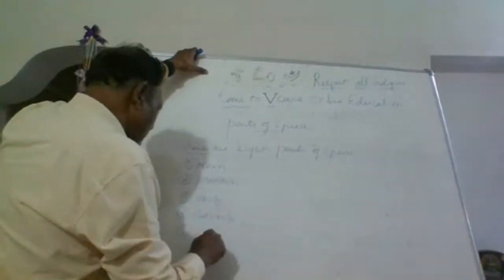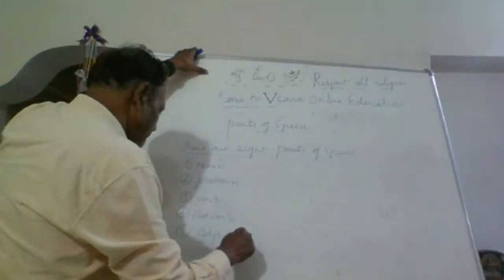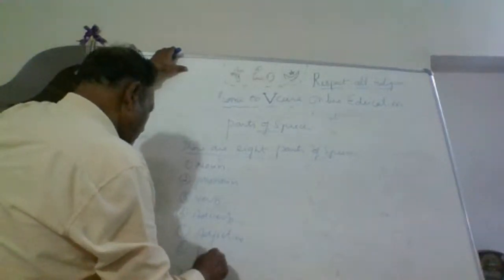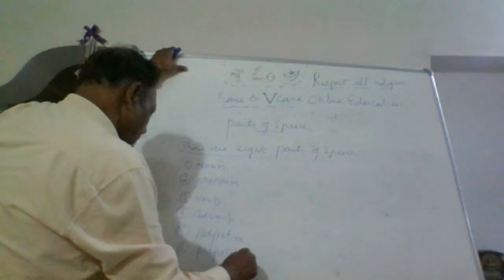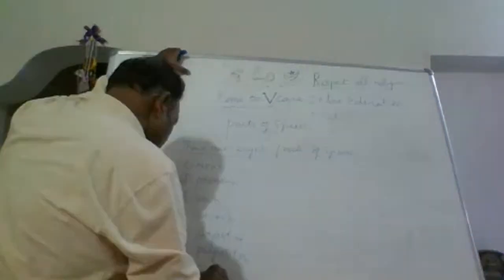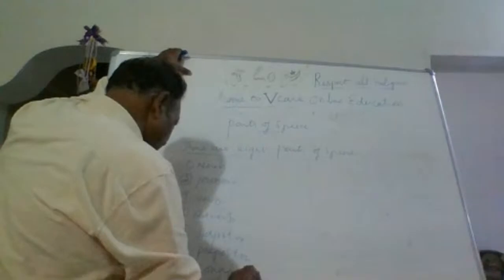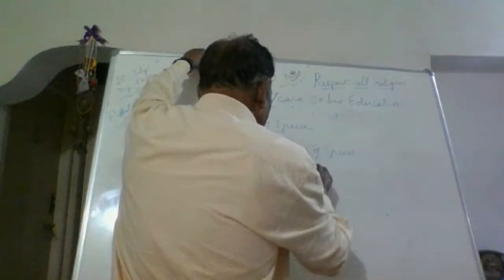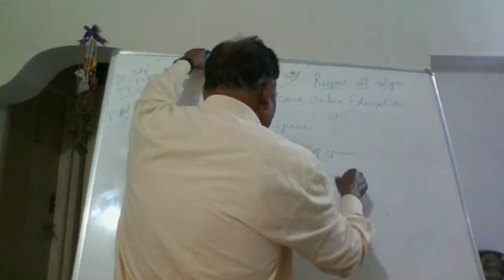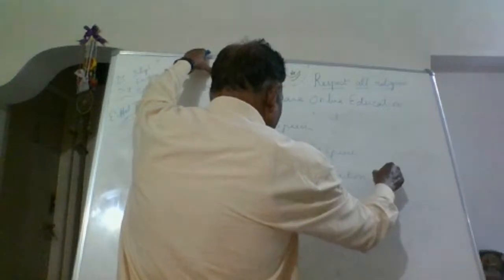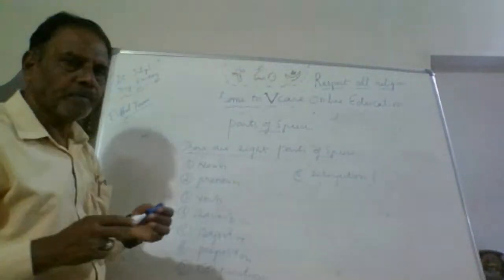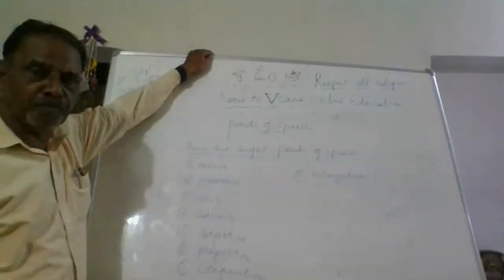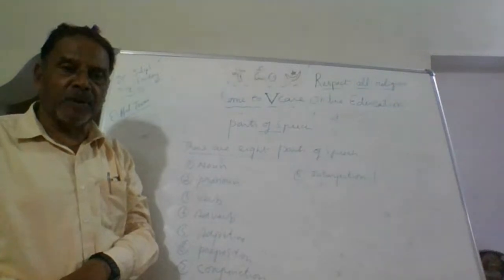And the fifth one is adjective. The sixth one is preposition. The seventh one is called conjunction. And the eighth one is called interjection, the exclamation mark. So these are the 8 parts of speech. There are 5 types of noun: collective noun and abstract noun.